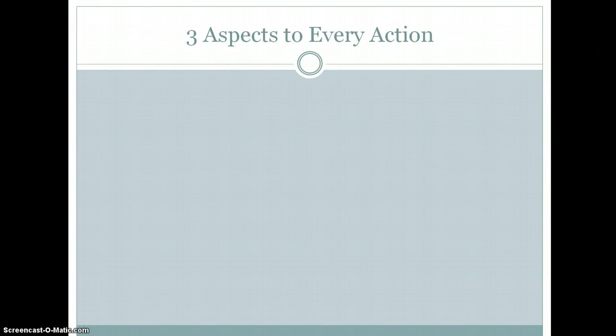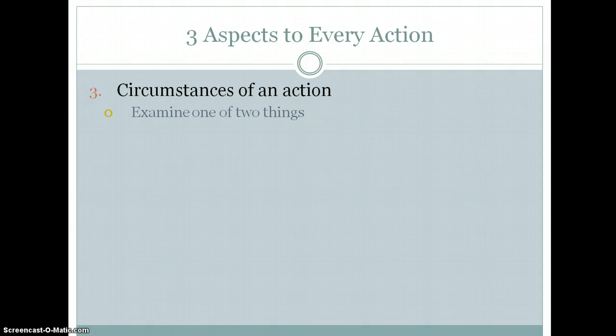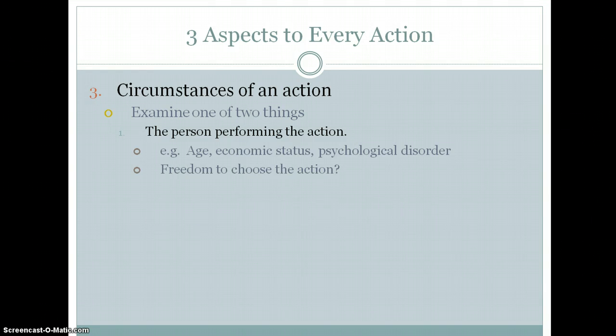So now that we know that we should always look for the object and the intention, the last thing we consider are the circumstances surrounding an action. And there are going to be two different sets of circumstances we are going to consider. The first, we're going to look at the person performing the action. So let's say we have two different people, an 8-year-old and a 40-year-old, and they both go and steal something for their mother's birthday.